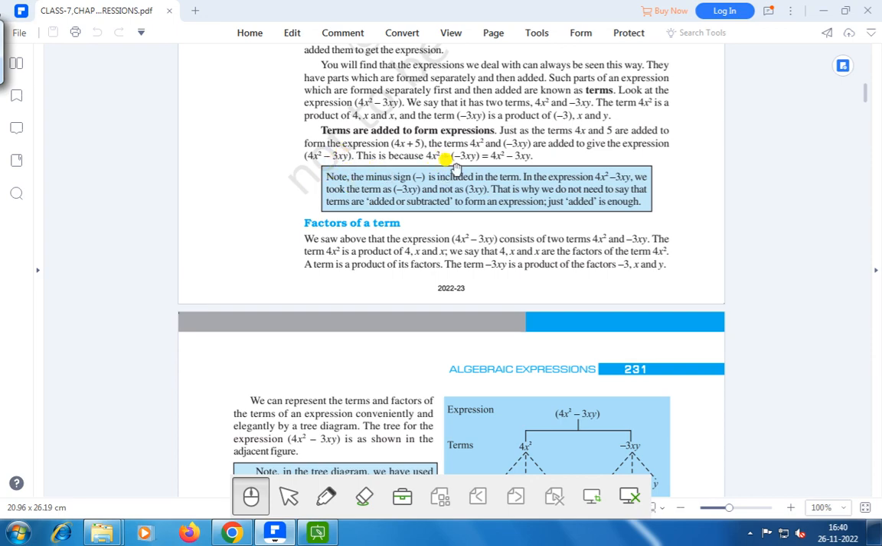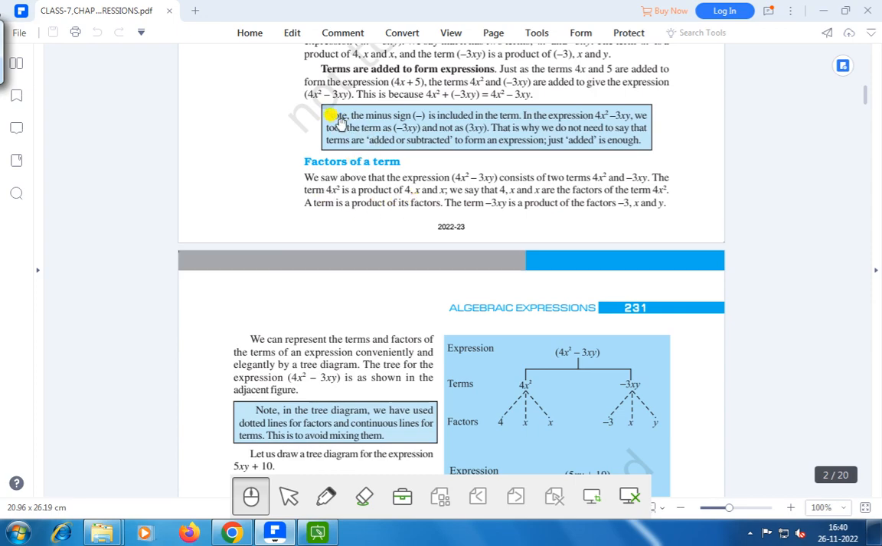This is because 4x square plus minus 3xy is equal to 4x square minus 3xy. Note that the minus sign is included in the term. In the expression 4x square minus 3xy, we take the term as minus 3xy and not as 3xy. That is why we do not need to say that the terms are added or subtracted to form an expression. Just added is enough.